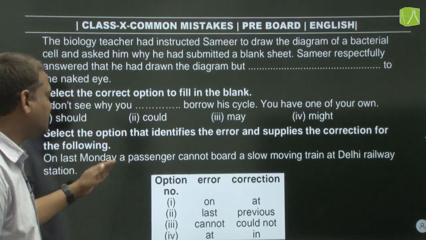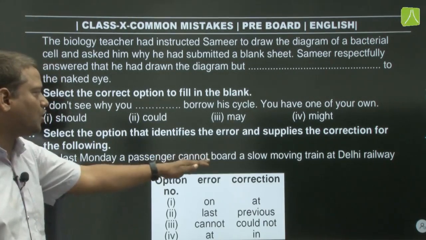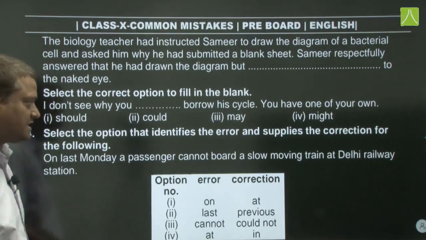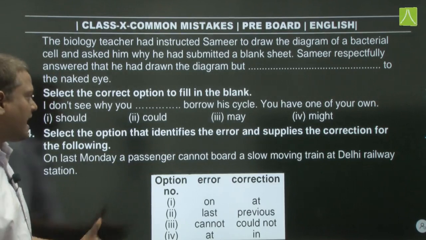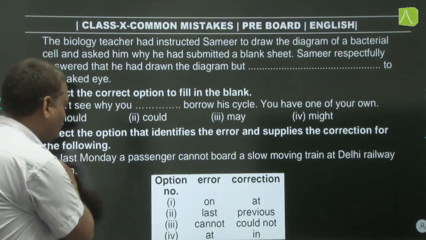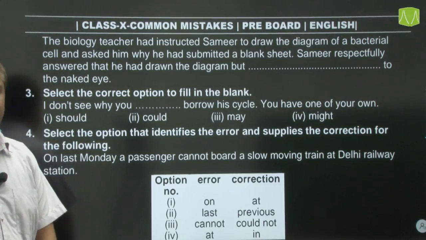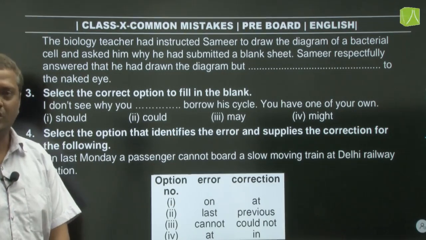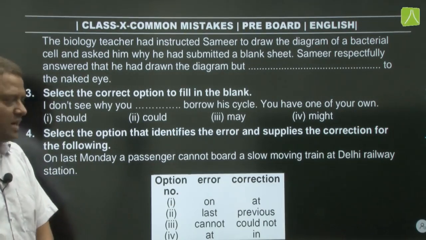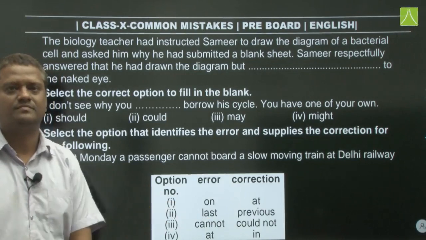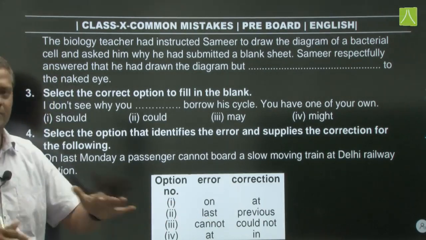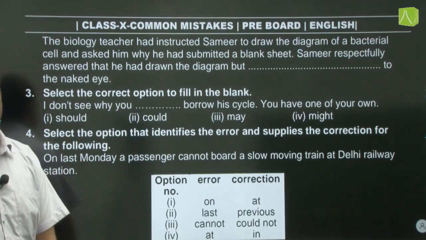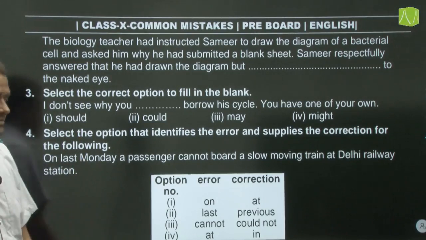Like in this sentence, on last Monday, a passenger cannot board a slow moving train at Delhi railway station. Rewrite this sentence if it has any error. So on last Monday, what is it indicating? It is indicating past tense. Then how can we use cannot here? Cannot is used in present tense. For past tense we use could not. So it is the total game of focusing, proper focus and proper attention towards the question.